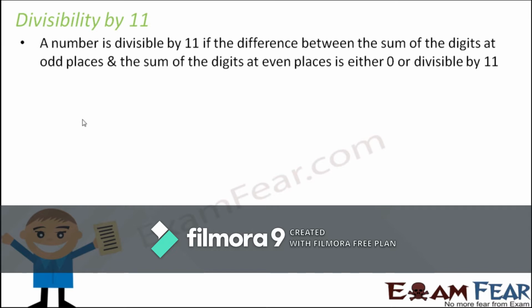Now, let us take an example of some number. Let's say 3916245. Let's say we have to tell whether this number is divisible by 11 or not. So what we need to do? We need to sum the digits at the odd places, and again we need to sum the digits at the even places, and then we need to find the difference between the two. Now the question is, what is the meaning of odd places and even places?